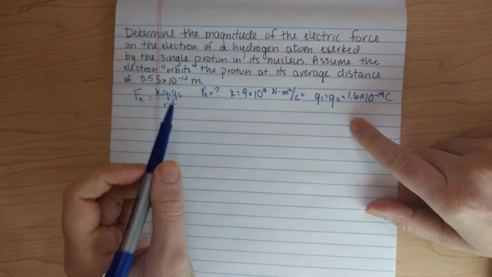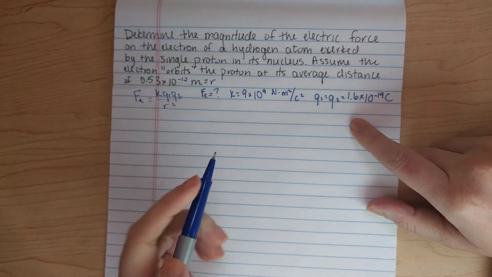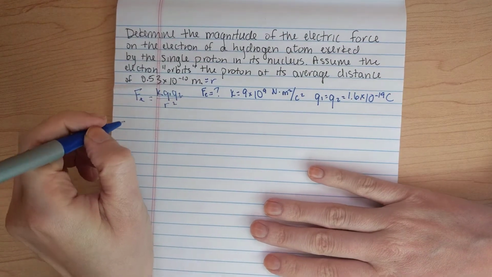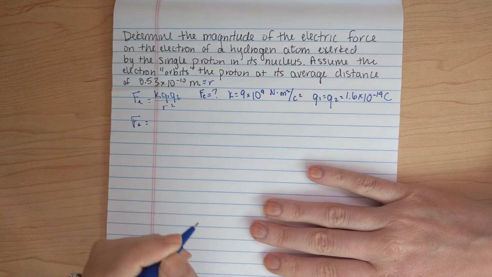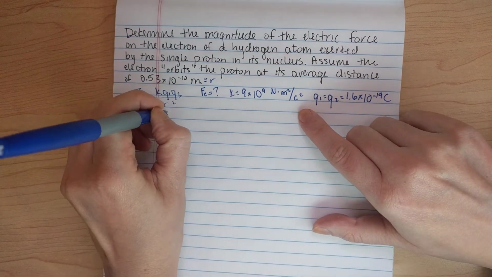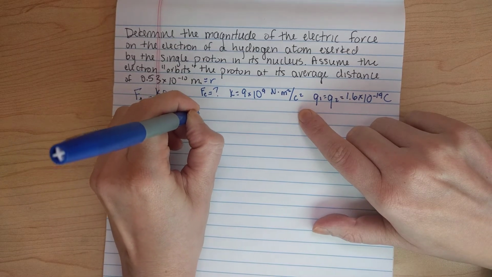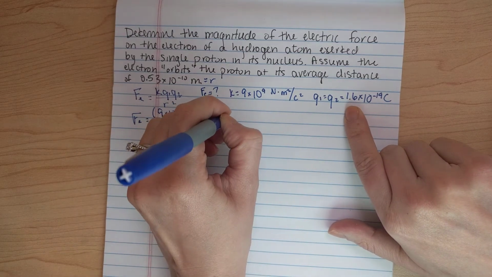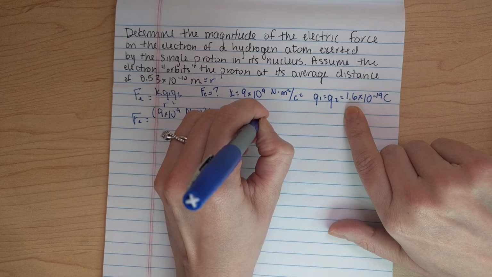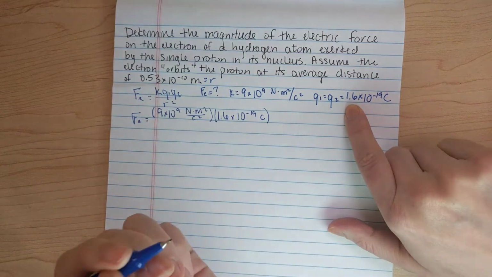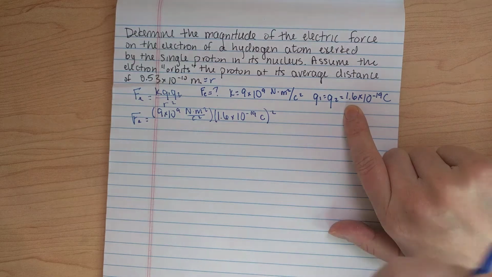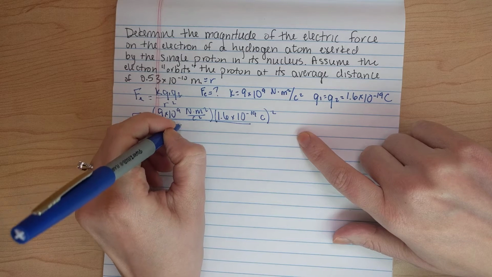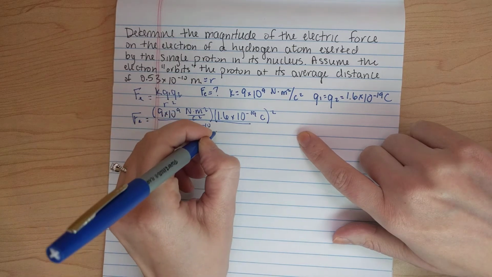And then we're also told r, which I'm not going to rewrite. So this is just basically plugging and chugging now. Our electric force is equal to 9 times 10 to the 9 newton meter squared over Coulomb squared, times Q1, which is 1.6 times 10 to the negative 19 Coulomb. I could multiply that again, but that's the same thing as squaring, so I can just square that quantity to save a little time. And we divide by our r of 0.53 times 10 to the negative 10 meters.